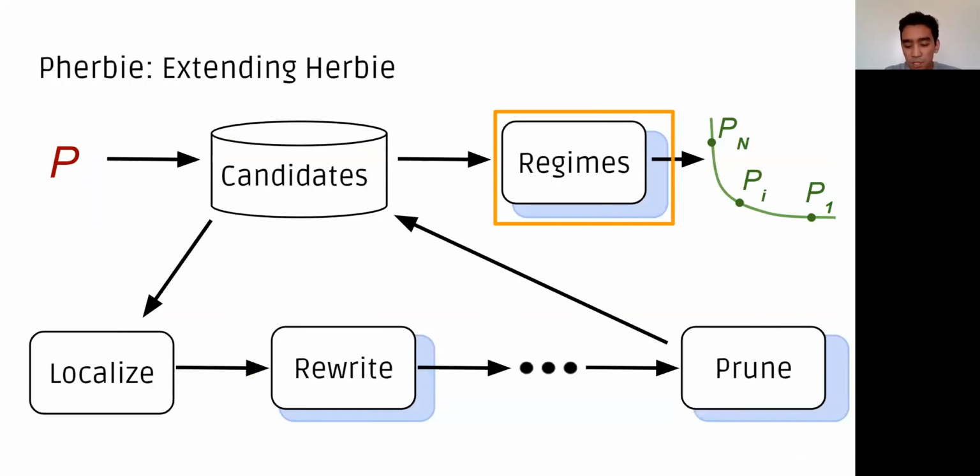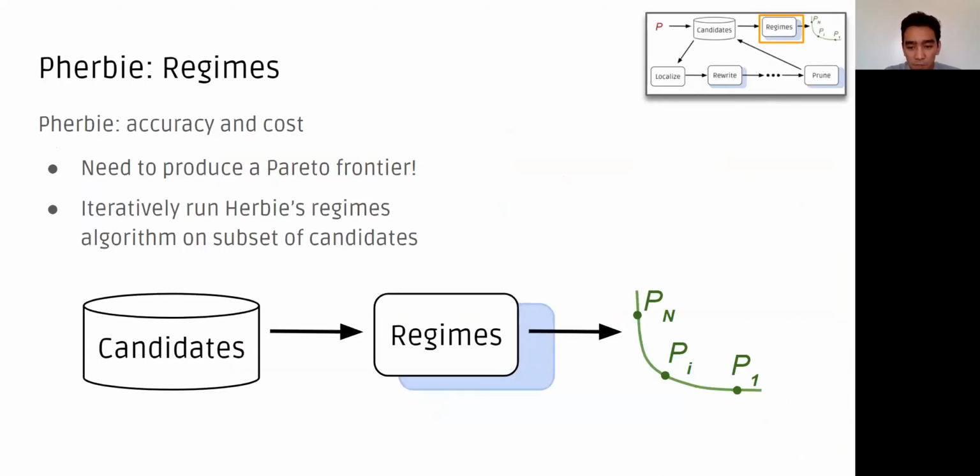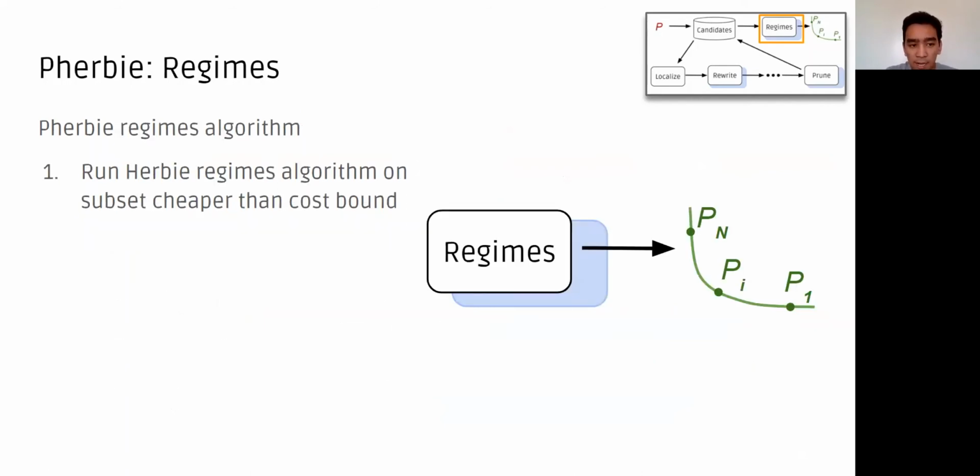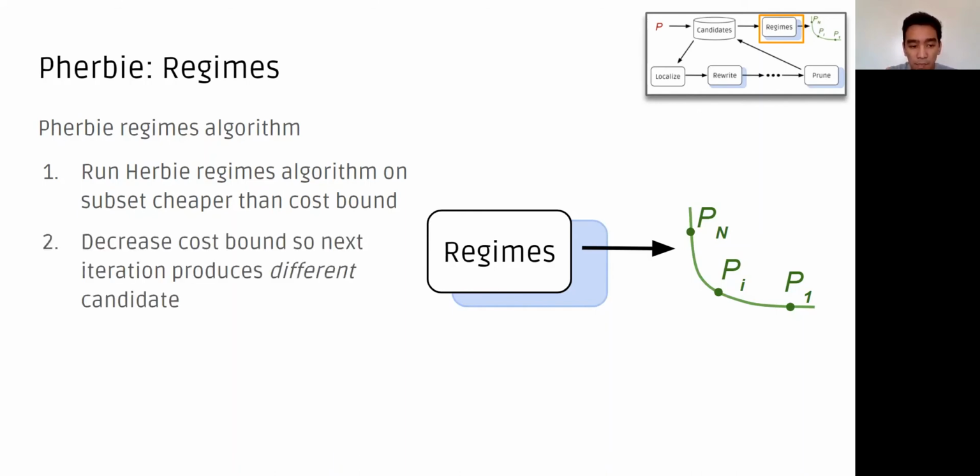The final phase we changed was regimes. For regimes, we want to extract multiple expressions rather than one. So we iteratively use Herbie's regimes algorithm on the candidate table. Now, at a high level, we have a cost bound that is initially higher than any of the costs in the table. And we run the Herbie regimes algorithm on the subset that is lower than this cost bound. That is, in the first iteration, we'll run it on all the candidates. And this will give us an expression. And then we repeat this by lowering the cost bound so that in the next iteration, we produce a different candidate. And we just do this until no candidate in the table is below this cost bound.